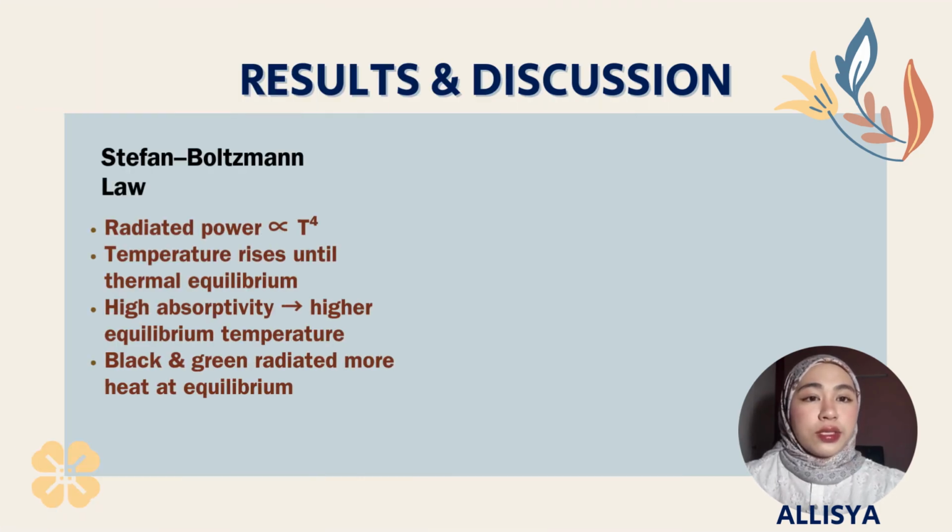Stefan-Boltzmann law states that the radiated power of a surface is proportional to the fourth power of its absolute temperature. This means that a surface will continue to heat up until the absorbed solar energy is balanced by the thermal radiation it emits, reaching what we call thermal equilibrium. Surfaces with high absorptivity like black and green absorb more solar energy and therefore reach a higher equilibrium temperature. At this point, they also radiate more heat compared to lighter surfaces.